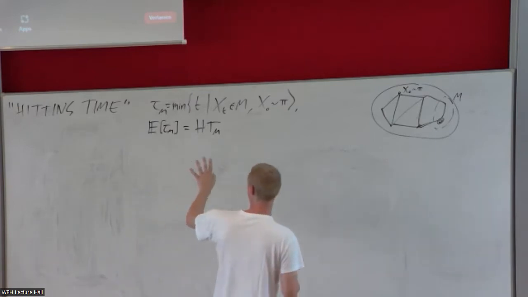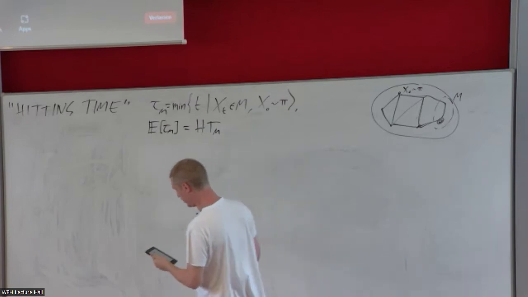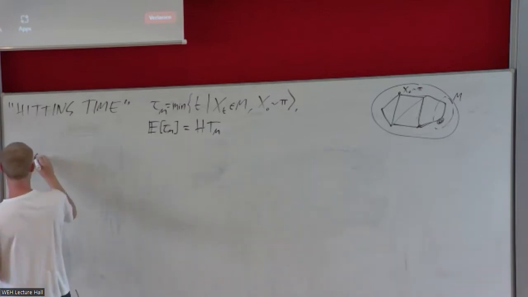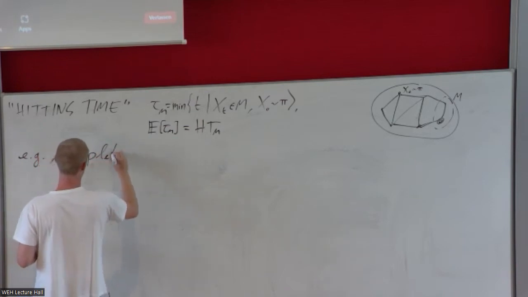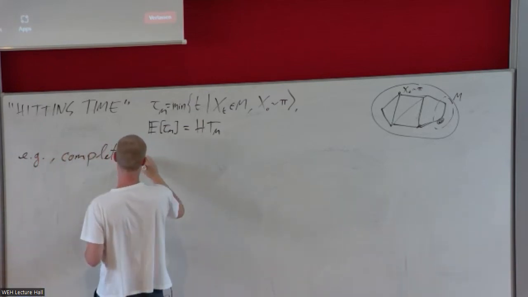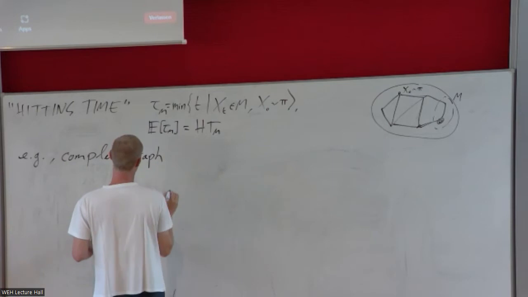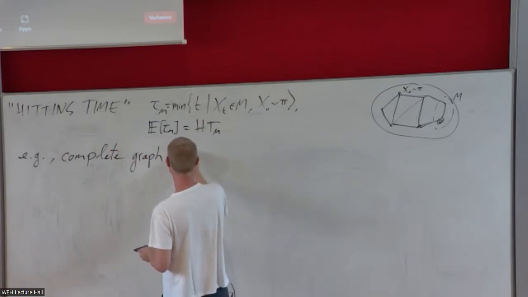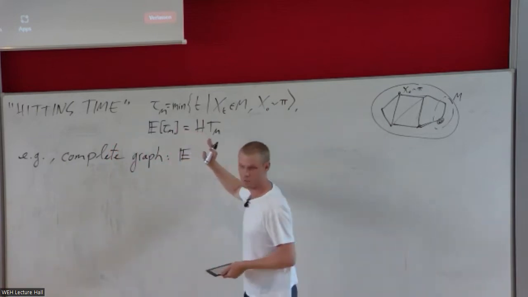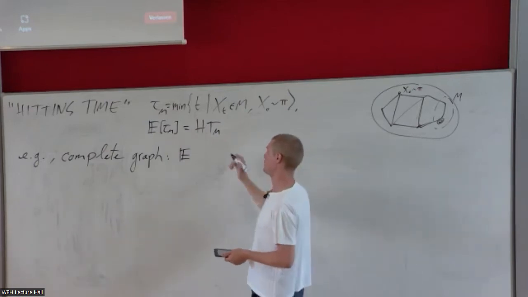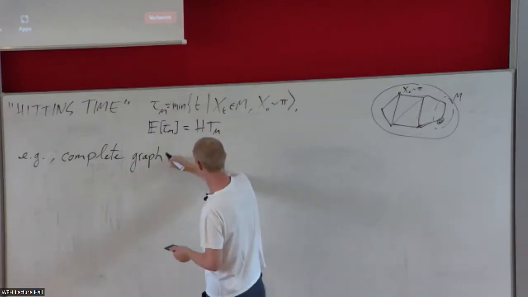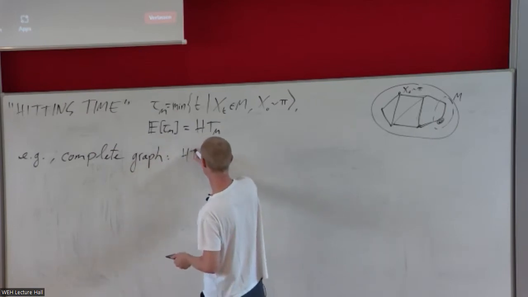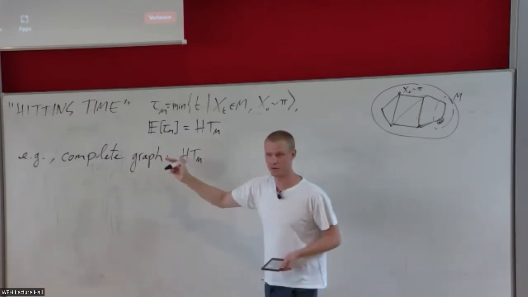Okay, so there's that. There's the hitting time. So let me ask a question now. What if we take a complete graph and we mark a set of elements M, and we wonder, what is the hitting time on the complete graph?